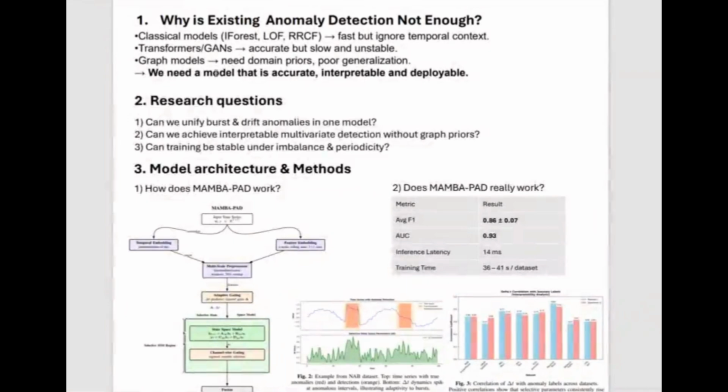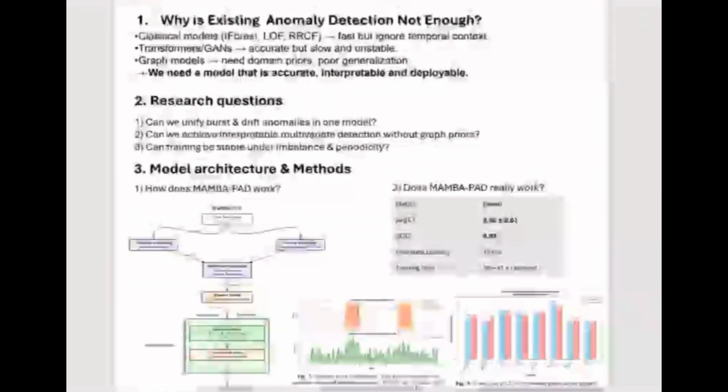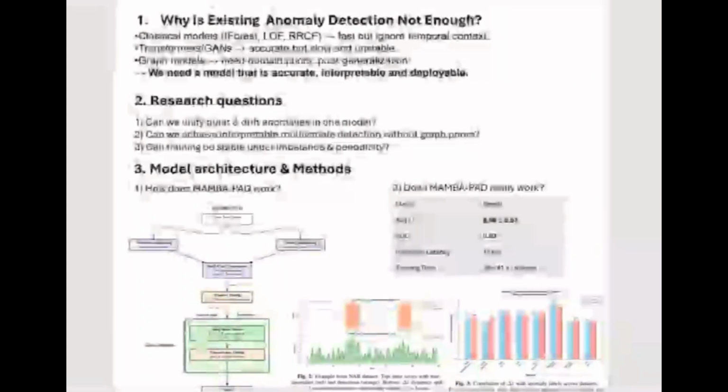So that can lead us to some research questions. First, can one model detect both burst type and drift type anomalies simultaneously? Second, can multivariate anomaly detection become interpretable without graph priors? And lastly, can training remain stable and efficient under class imbalance or strong periodicity? So these are the questions.